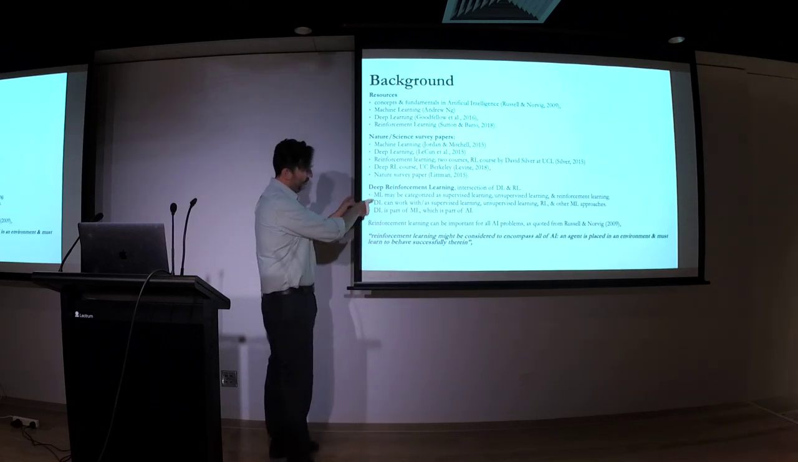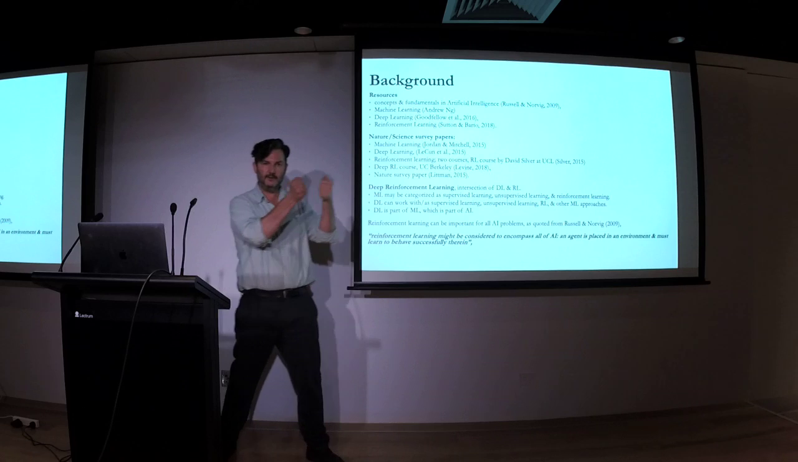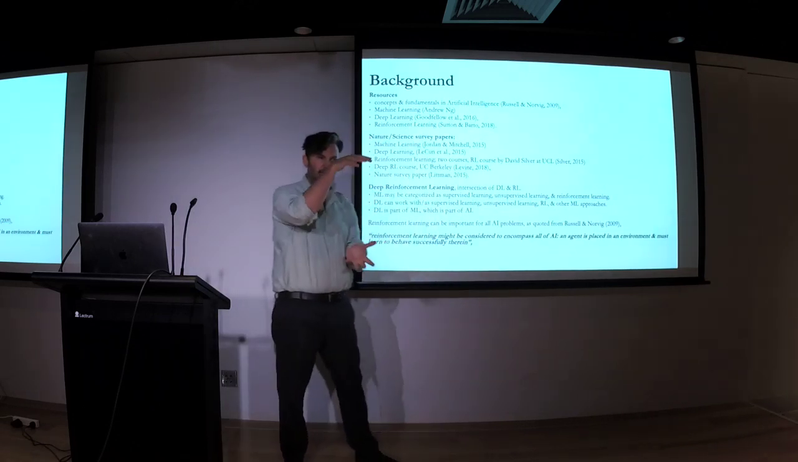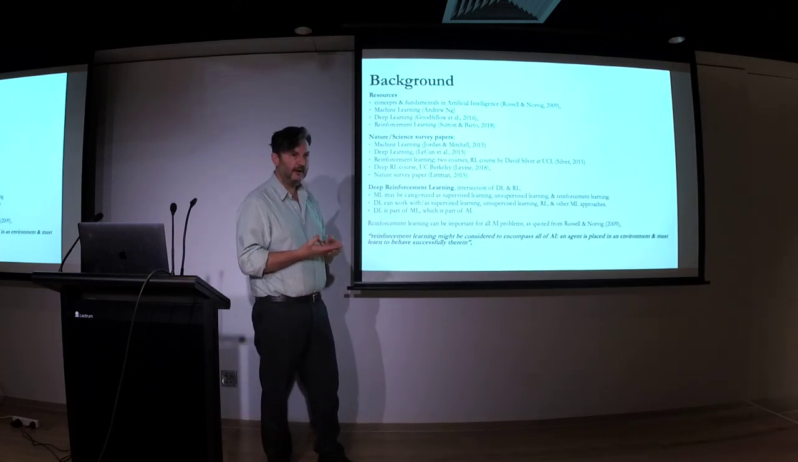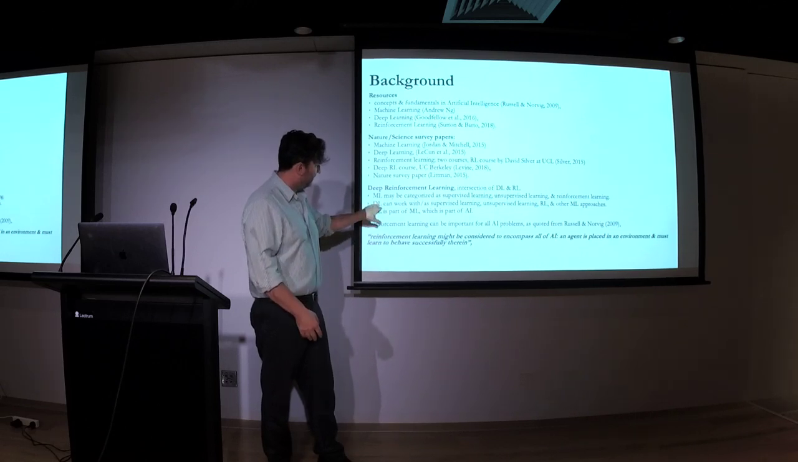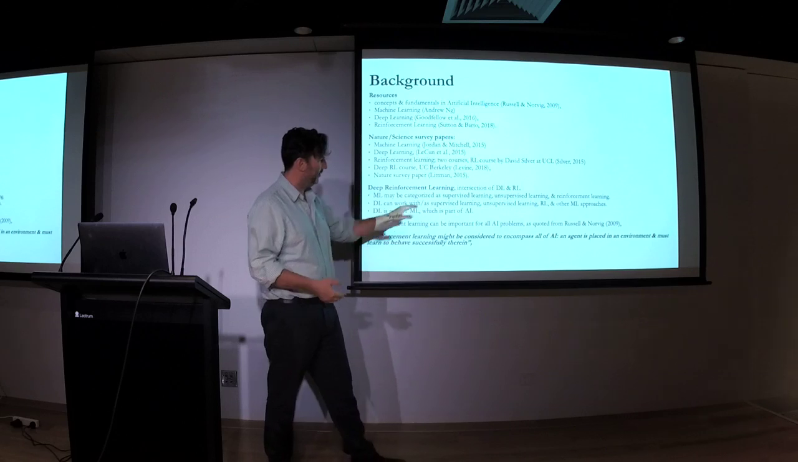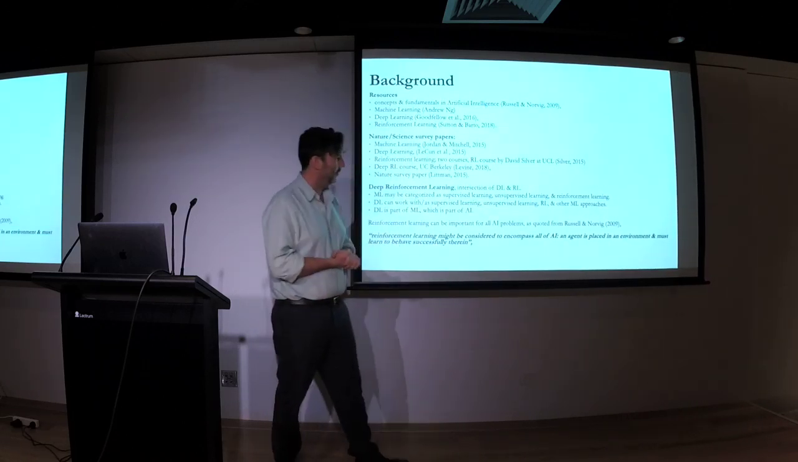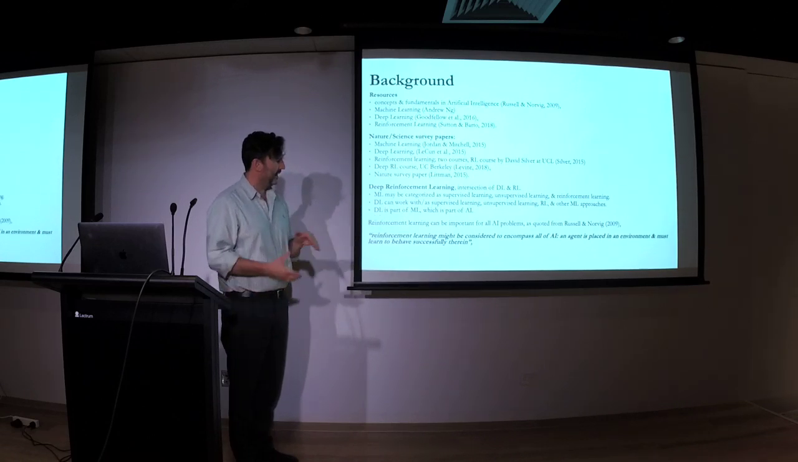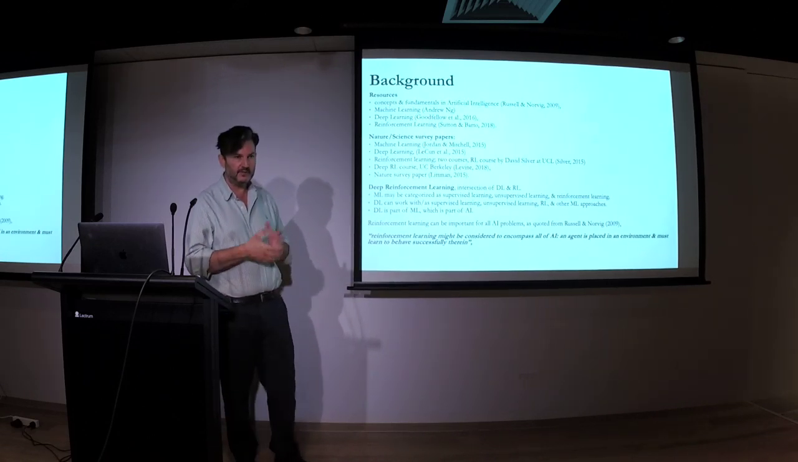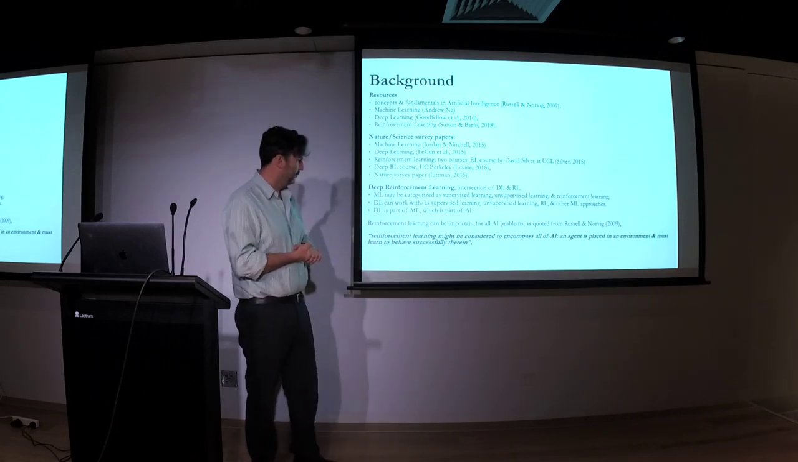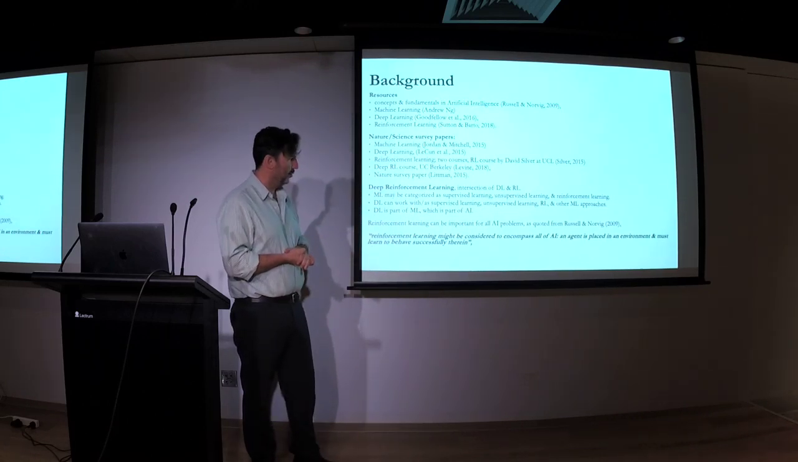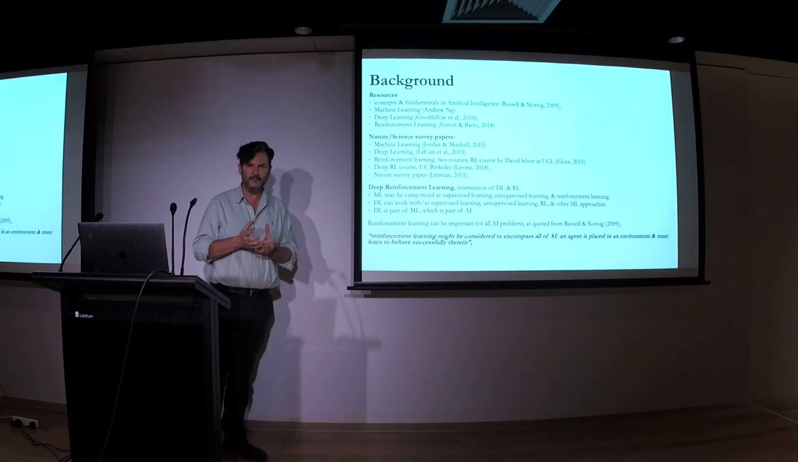Now I'll speak about machine learning, deep learning and reinforcement learning. Machine learning may be categorized as supervised learning, unsupervised learning, and reinforcement learning. Deep learning can work with supervised learning, unsupervised learning, reinforcement learning, or other machine learning approaches. Deep learning is part of machine learning, which is part of AI, artificial intelligence. There's a wonderful quote from Stuart Russell and Peter Norvig's book: reinforcement learning might be considered to encompass all of AI. An agent is placed in the environment and must learn to behave successfully therein.